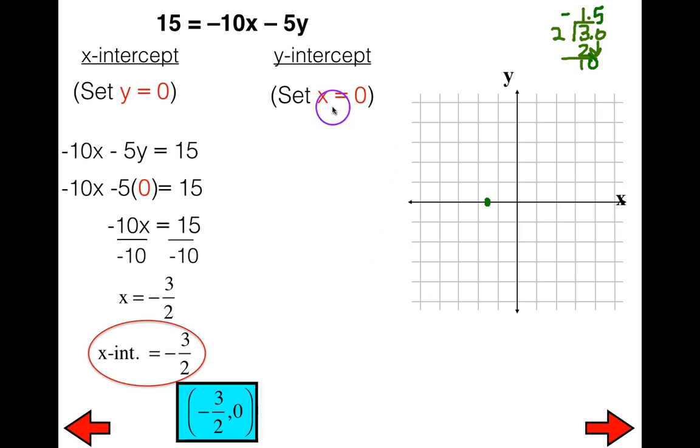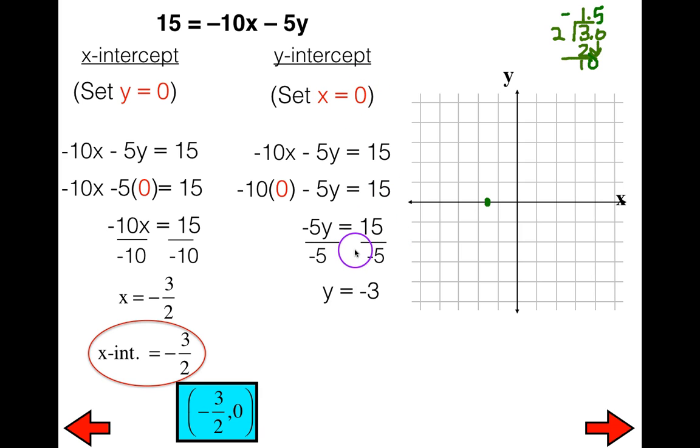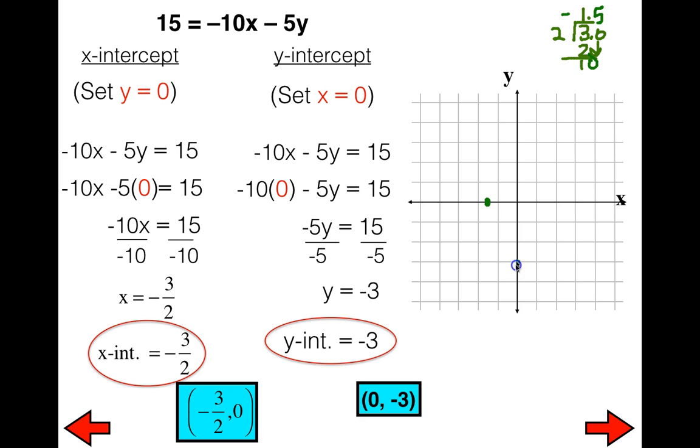Now for my y-intercept, I'm going to go ahead and set x equal to 0. Solve. Now I'm going to get that the y-intercept occurs at -3. So I'm going to go ahead and plot that point at -3. And there you go. You have your graph. So once again, you can still find your slope. You might not want to use the two x and y-intercepts because you have a fraction here.